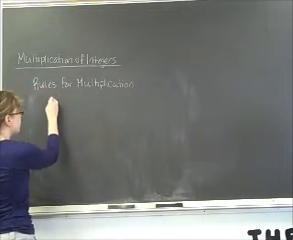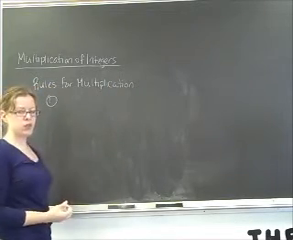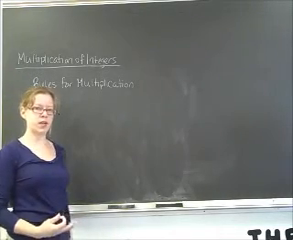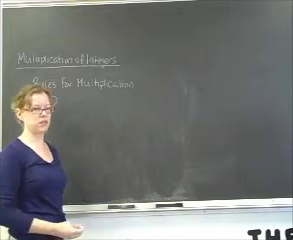So the rules for multiplication: when two numbers have the same sign, so they're both positive or they're both negative, your result is always a positive number.